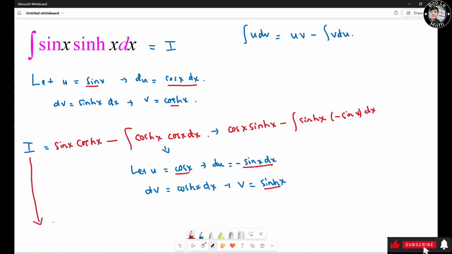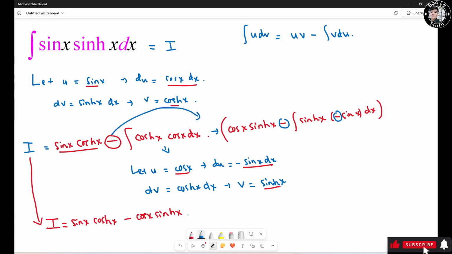Now I becomes sine s times hyperbolic cosine of s minus, and this subtraction sign right here is the sign of this whole expression right here. So it's going to be cosine of s times hyperbolic sine of s. The negative sign right here and the negative sign right here become positive. So then I distribute this one, it's going to be negative. Now the initial integral right here is I, so I have minus I.